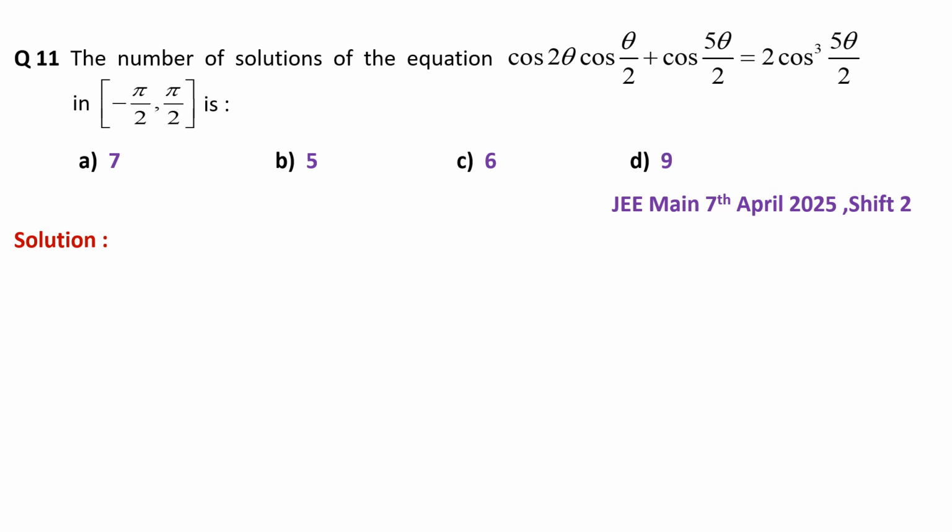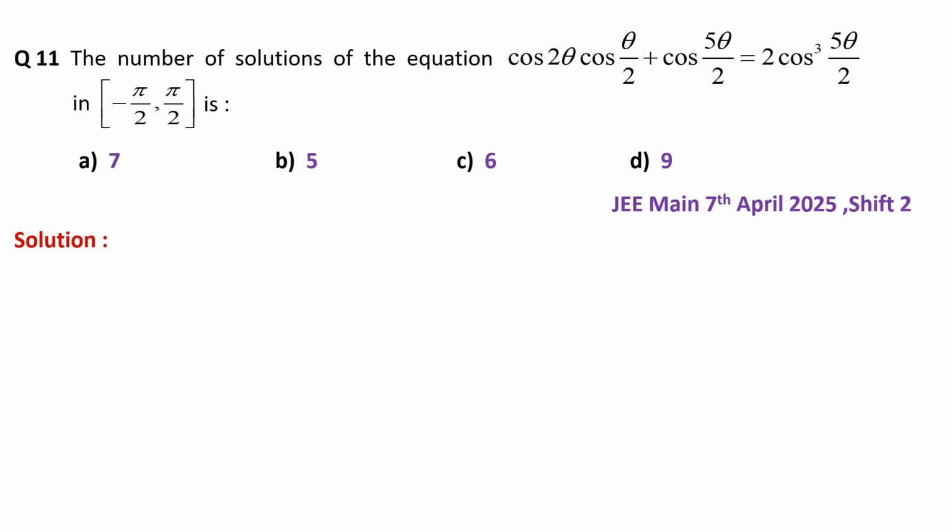It says, the number of solutions of the equation cos 2 theta into cos of theta by 2 plus cos of 5 theta by 2 equal to 2 into cos cube of 5 theta by 2 in closed interval minus pi by 2 to pi by 2 is.